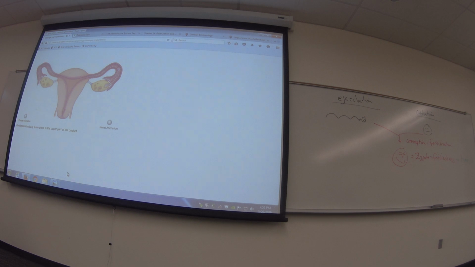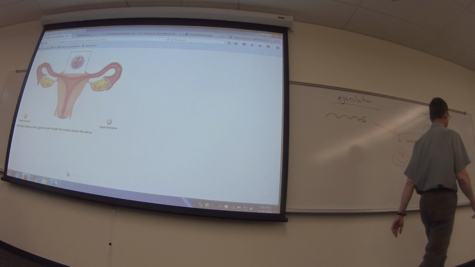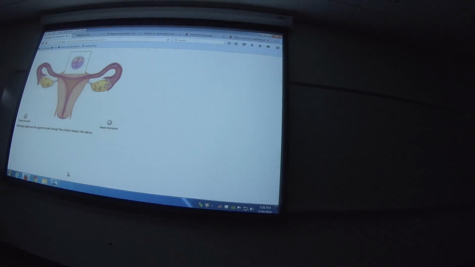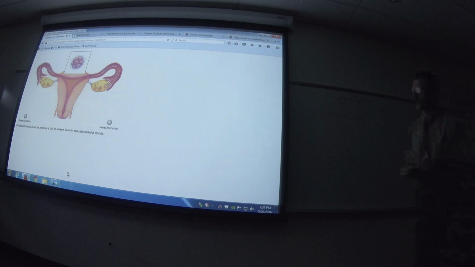Fertilization typically takes place in the upper part of the oviduct, fallopian tube. Cleavage begins as the zygote moves through the oviduct toward the uterus. Continued mitotic divisions produce a ball of 16 to 32 cells called a morula. By the 5th day, a blastula has formed, with a surface layer of cells surrounding a fluid-filled blastocele and an inner cell mass.